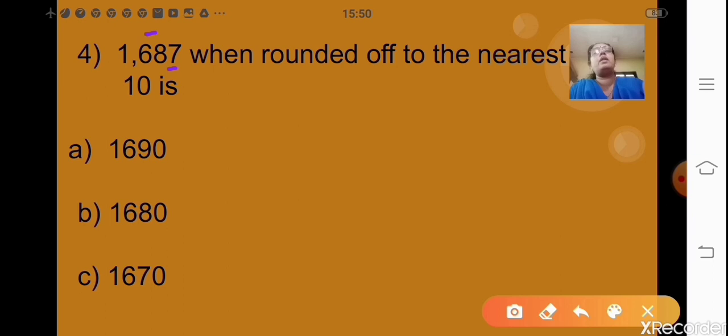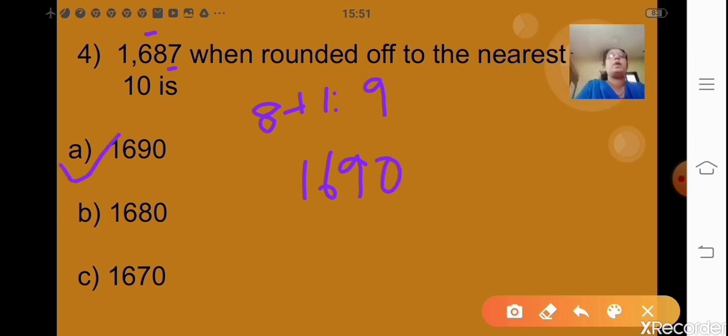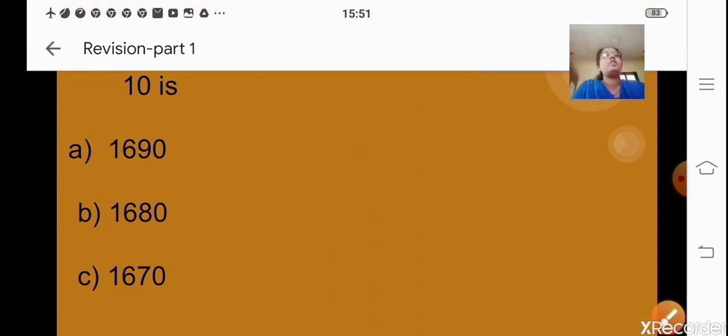in the hundreds place. Sorry, tens place. That is 8 plus 1. That is 9. So your answer will be 1690. So which is your correct option? The first one. Okay, coming to the fifth question.